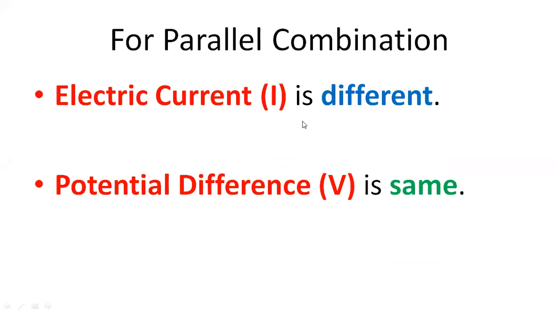This is the reverse case of series circuit. In a series circuit, current is the same, potential difference is different. But in a parallel circuit, current is different and potential difference is the same. I hope this point is clear. Give me a response in the chat box. Have you understood that electric current is different in parallel combination and potential difference is the same? We have seen the current got divided, hence the current is not the same, and they were connected between two common points. So hence potential difference is the same.